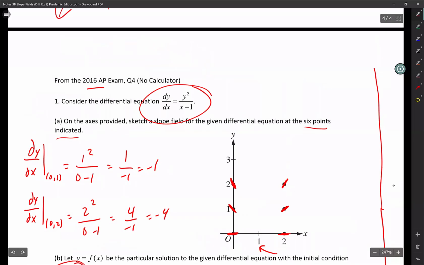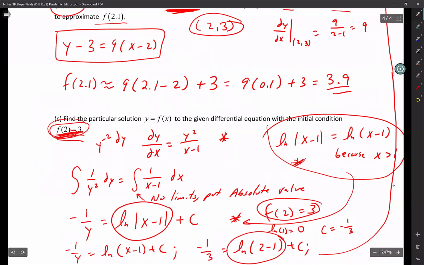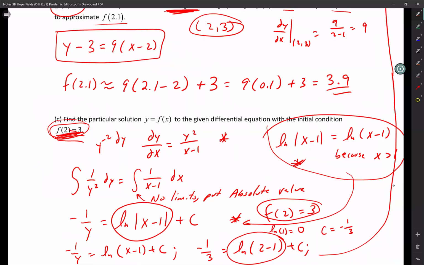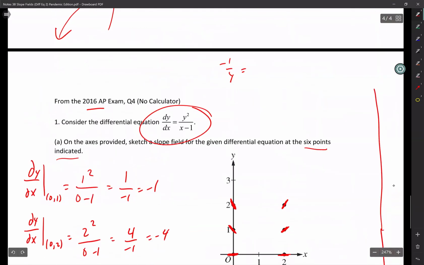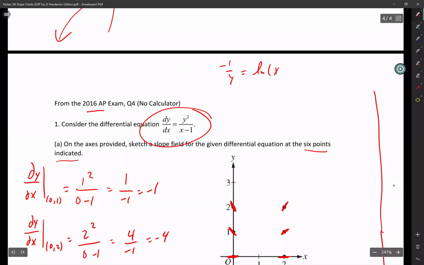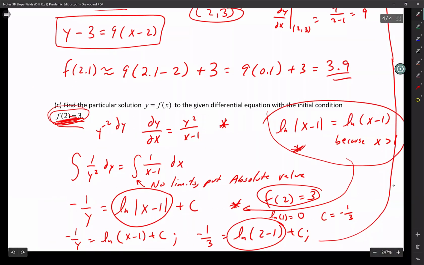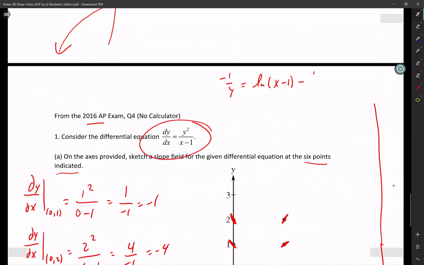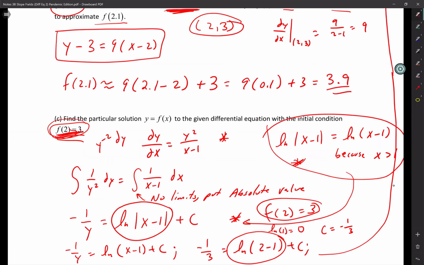So here we go. I have -1 over y equals ln of x minus 1 minus, was it -1/3? Yeah. That's a c value, right? From right here. That's my general equation, and that's the c value that I found.